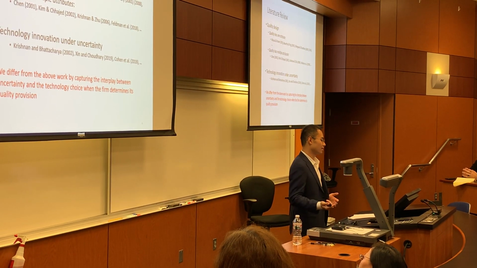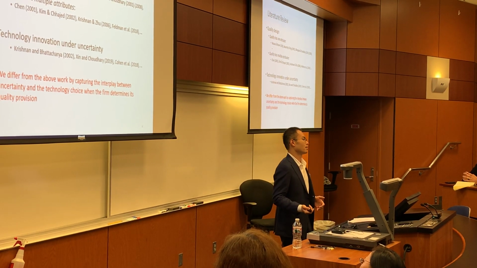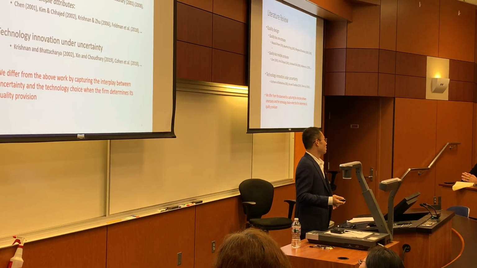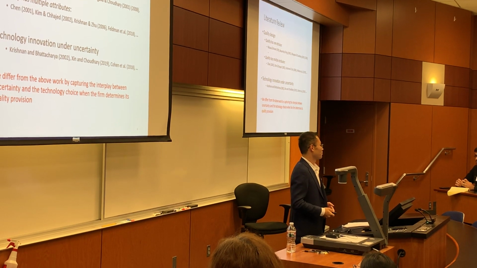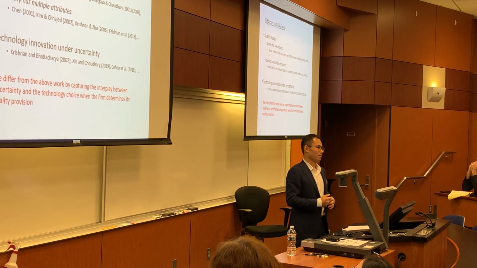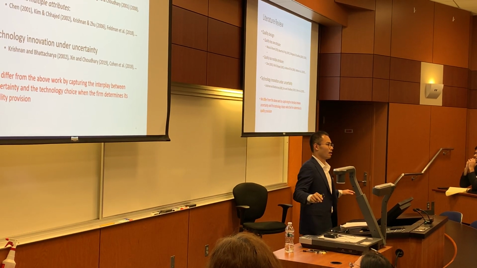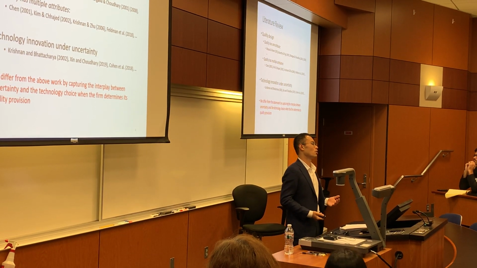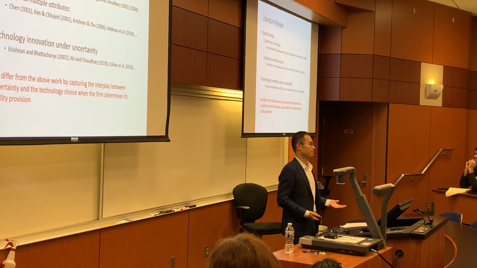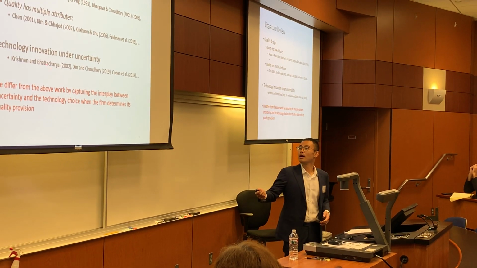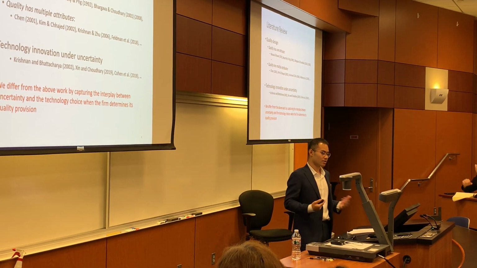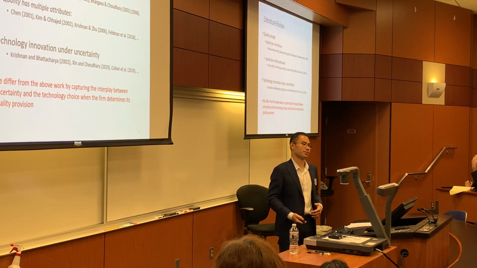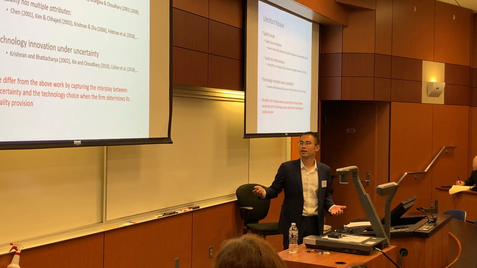And that brings the connection to the second literature, which is the technology innovation under uncertainty. When we are talking about innovation, we're actually looking at innovation happening on the product level in one single firm. So that puts us in contrast with vast literature that looks at innovation happening to the whole industry, or process innovation, whose purpose is to reduce the marginal cost or improve the efficiency. So we differ from these works by capturing the interplay between uncertainty and technology choice when the firm determines quality provision. So that's new in this literature.